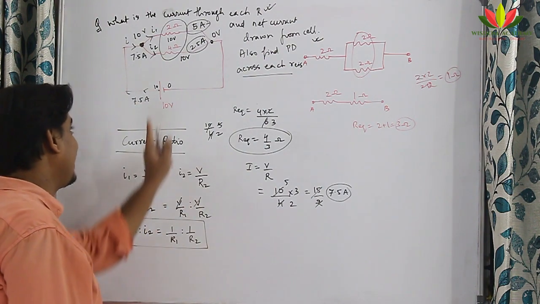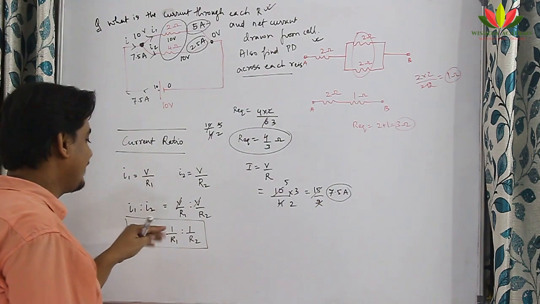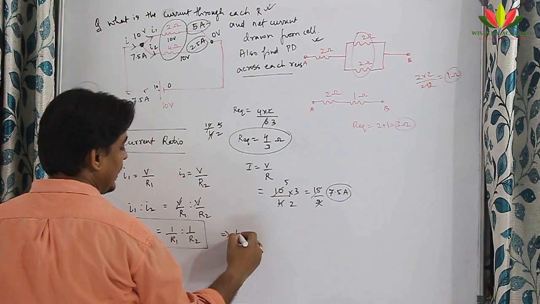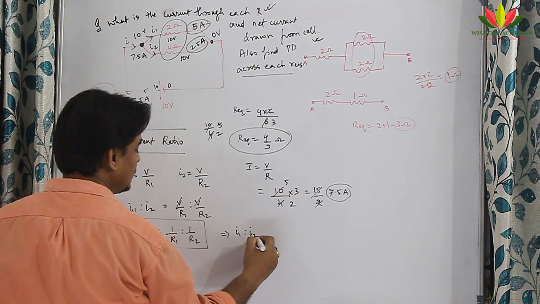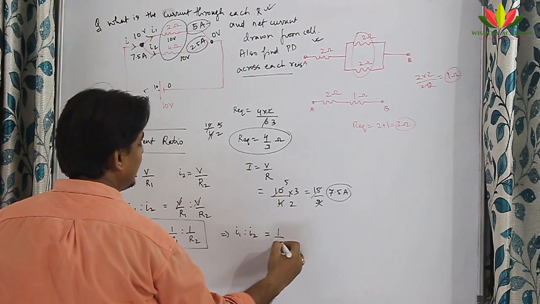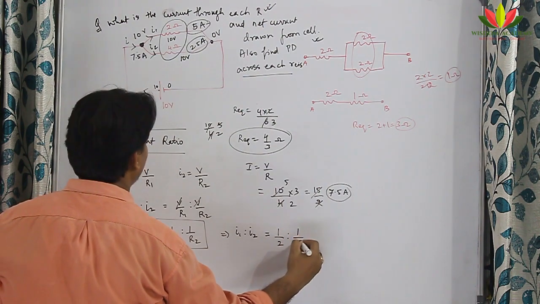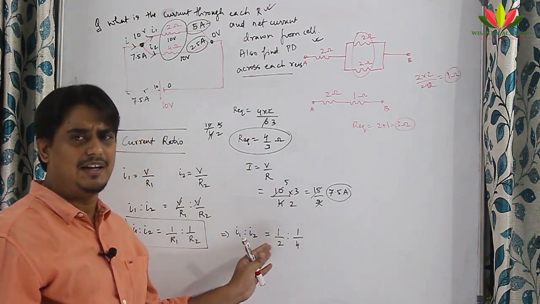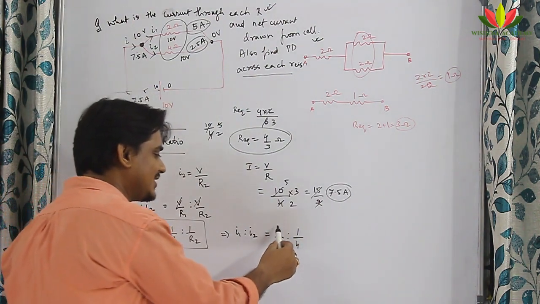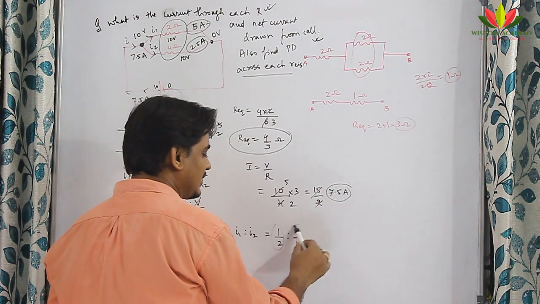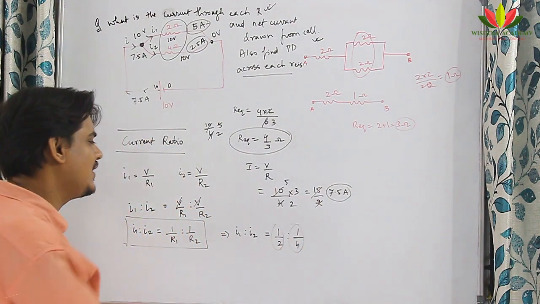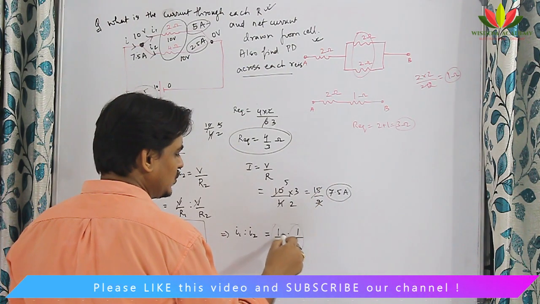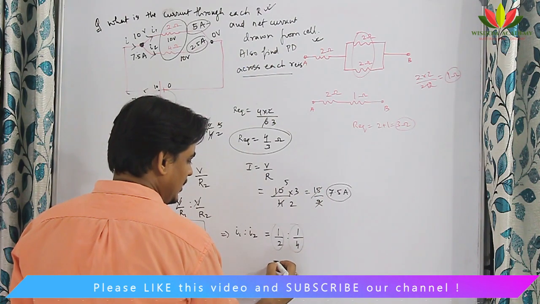So I am finding the ratio of the current in these two, and that will be based upon the ratio of the resistances. So in this question, I can write I1 is to I2 is equal to 1 by 2 is to 1 by 4. Now let us find a simpler ratio. This is a decimal fraction, I will try to convert into whole numbers. I will multiply this by 4. So this becomes 2, this becomes 1. So it becomes 2 is to 1.